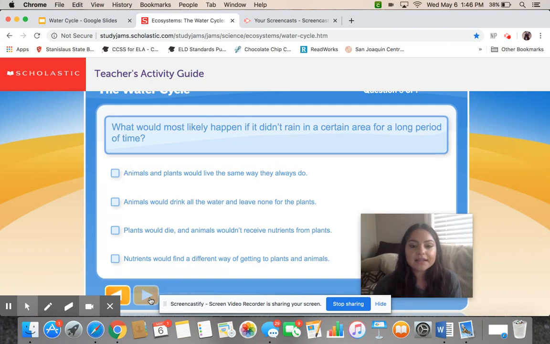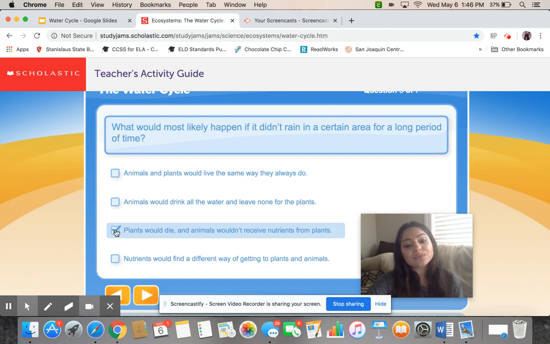What would most likely happen if it didn't rain in a certain area for a long period of time? Animals and plants would live the same way they always do. Animals would drink all the water and leave none for the plants. Plants would die and animals wouldn't receive nutrients from plants, or nutrients would find a different way of getting to plants and animals. As the video stated, plants and animals require water for nutrients as well as to cool their bodies, so plants would die and animals wouldn't receive any nutrients from plants.